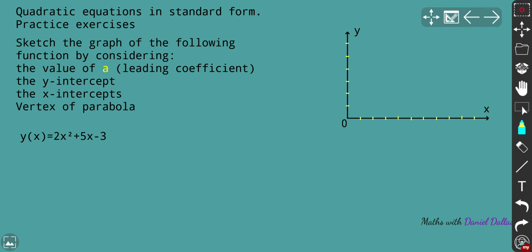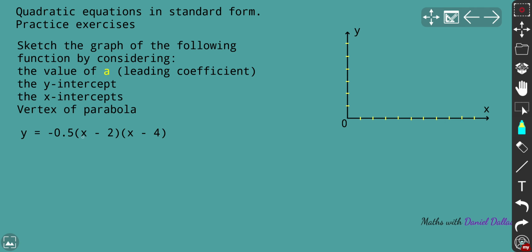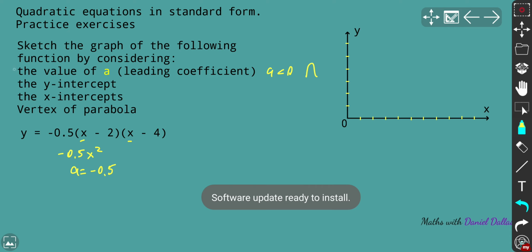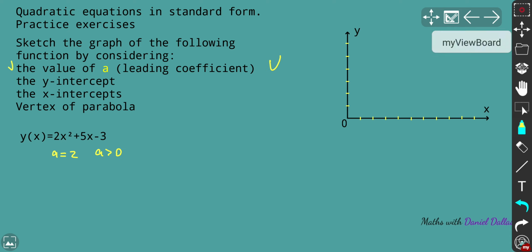Let's go straight to the next one. 2x squared plus 5x minus 3: in this case the coefficient is 2, which is also more than 0, so the branches go up. And let's consider the last one. Here, be careful, we need to expand the brackets. Finally, we'll get negative 0.5x squared, and we understand that the leading coefficient is negative 0.5. So it's negative, so the branches go down. Okay, so the first item is done everywhere.